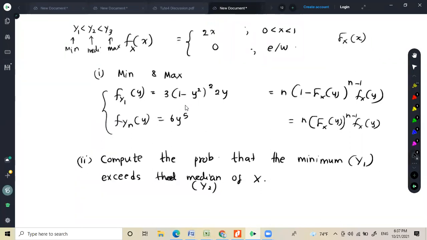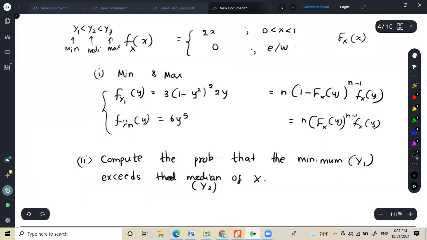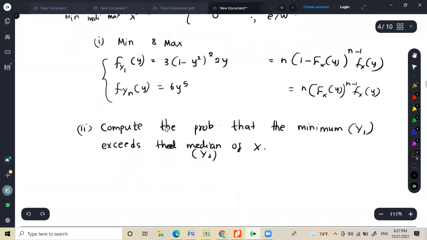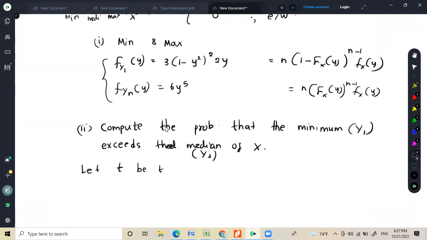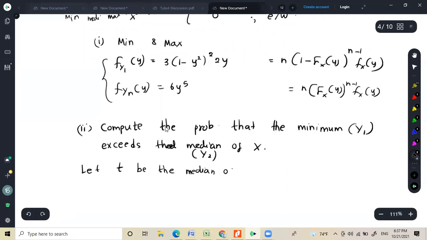Then there should be a number, if you want to integrate. So you have to find the median of x. Since the distribution is given, you can find it. How do you find the median? Let t be the median, just a letter. You can use any letter here. If you want, you can use m. Let t be the median of this sample.